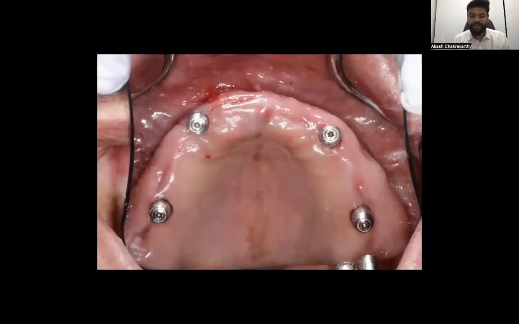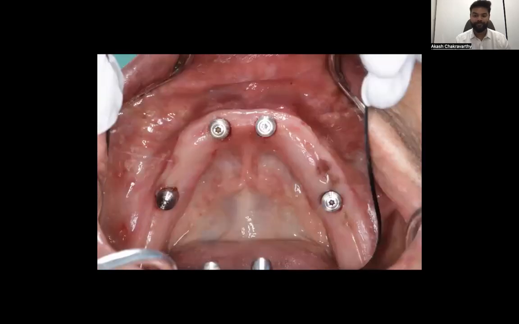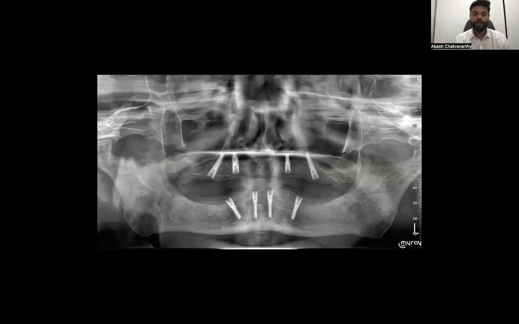So this is a picture after placing multi-unit abutments and healing caps. As you can see, it is a very nice and clean procedure. It is very good for the patient as there are no extensive surgeries, and we can give immediate fixed permanent loading if we want to the patient. So this is the lower. And this is the final OPG of the case.